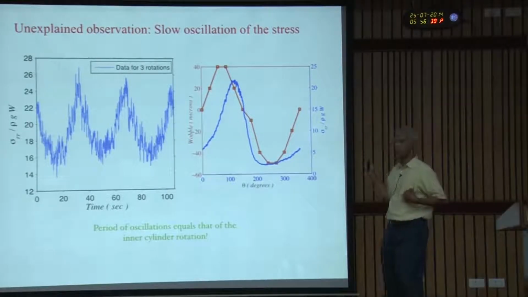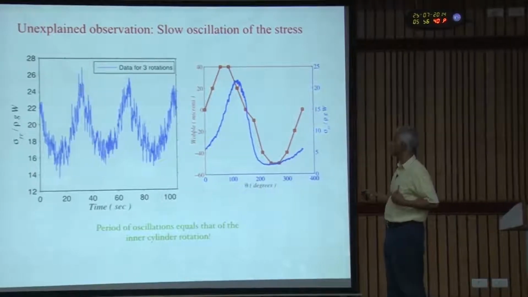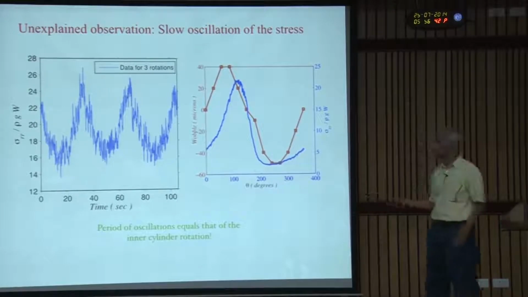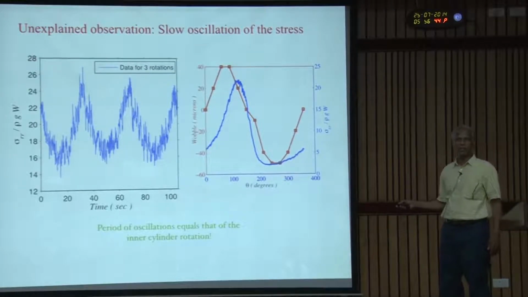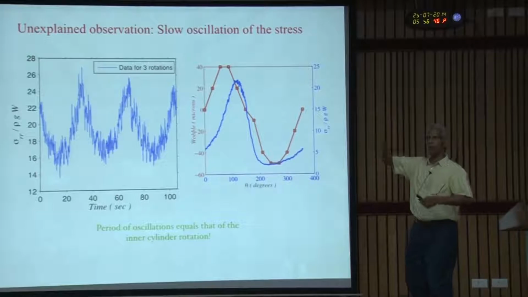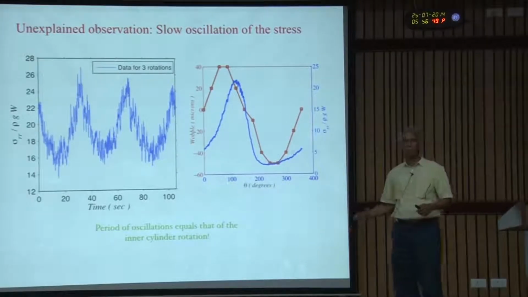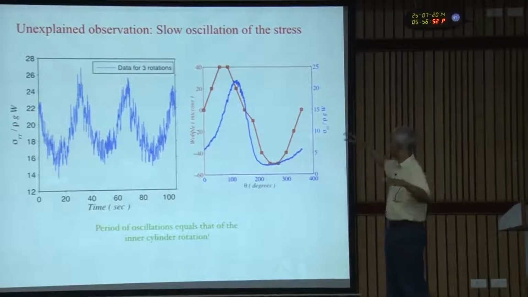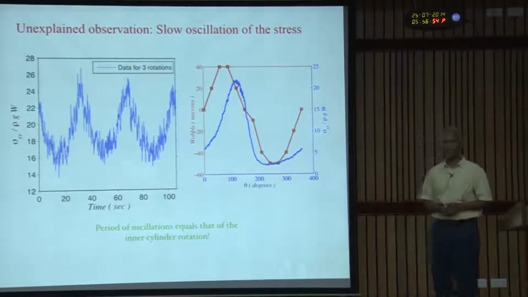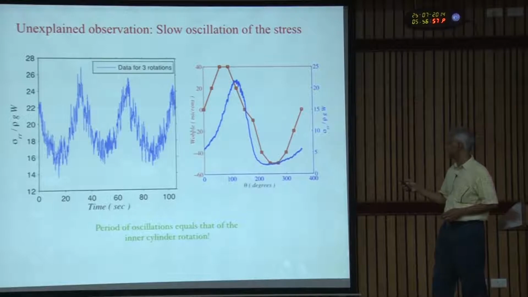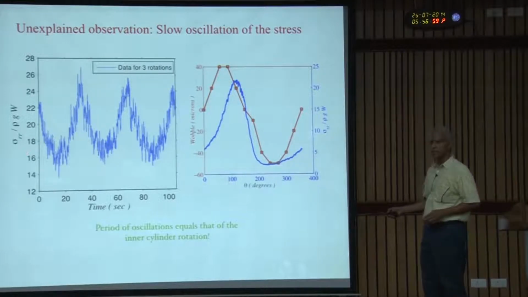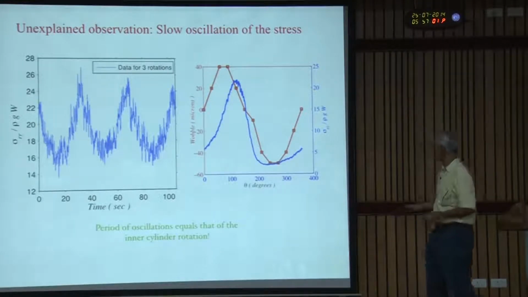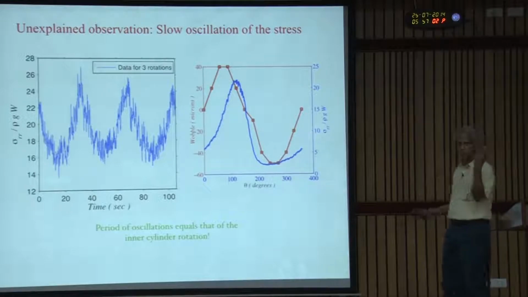This was something that an earlier student of mine had suppressed because he thought the data was wrong. It turns out there is a slow oscillation of the stress, and he had just averaged it over 2 or 3 cycles and given me the mean stress. But this is fascinating. The oscillation is exactly the same period as the rotation.